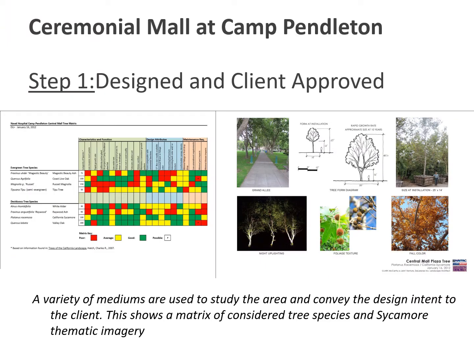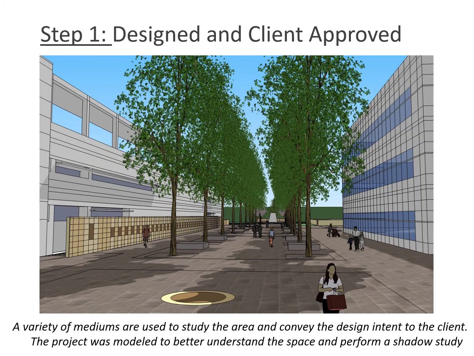First step is we needed to design and get our client approval, and our client really wanted us to explore a number of species, so we developed a ranking system and features of each species of tree, and the one that was our favorite and that kept rising to the top over and over again was the California sycamore, which is what was ultimately chosen.